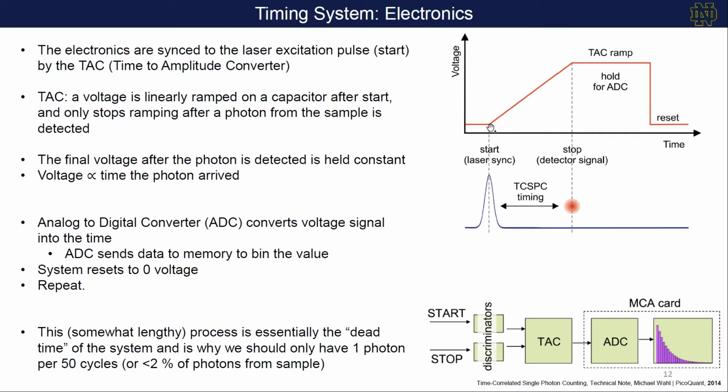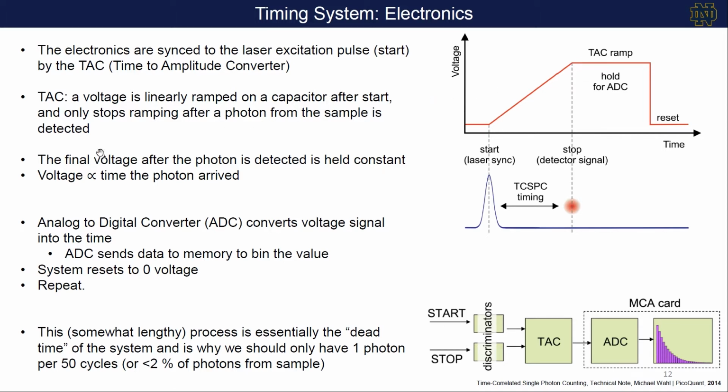It's been electronically synced to the TAC. So as soon as it sees that excitation photon, it's going to start just arbitrarily increasing the voltage across a capacitor. And once we detect a photon, that ramping is going to stop, and it's going to hold that voltage constant for a while.